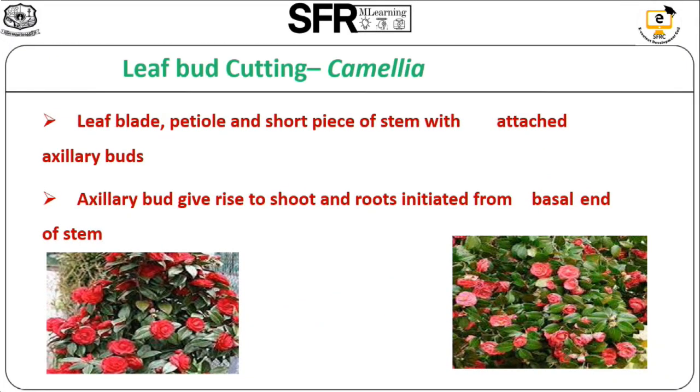The next one is the leaf bud cutting. So here the leaf bud, petiole and a short piece of stem which is attached to the axillary bud can be used. The axillary bud will give rise to the shoot, and roots will be initiated from the basal end of the stem. And here it is the plant camellia.